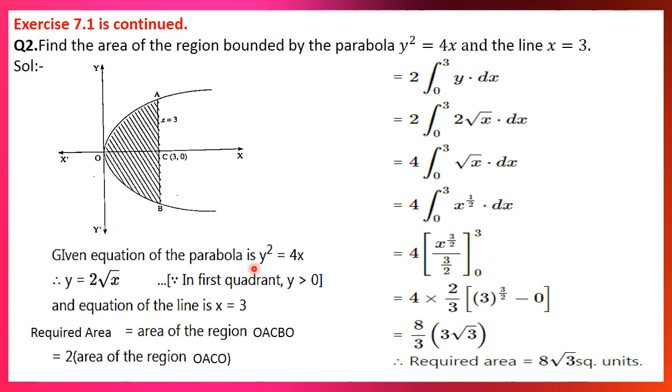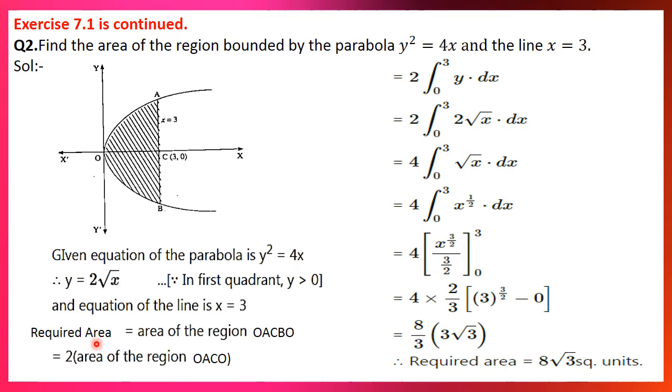Now the given equation is y square is equal to 4x and then y can be written as 2 root x by taking the square root on both sides. And in the first quadrant, the value of y is positive, that is greater than 0. So we will take the square root only positive. And the equation of the line is x is equal to 3. And we have to integrate from x is equal to 0 to x is equal to 3 to get the area of the required region.